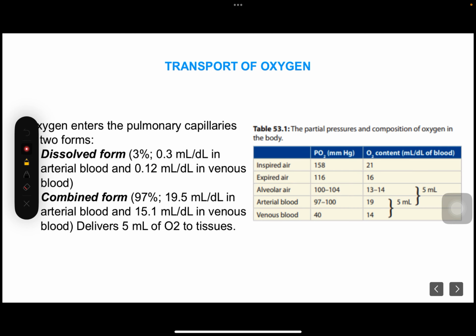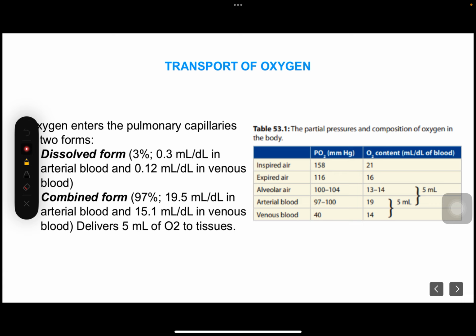Regarding the transportation of oxygen, the oxygen that enters the pulmonary capillaries is transported to the tissues in two forms. The first one is the dissolved form and the other one is the combined form. The dissolved form will carry about 3% of oxygen to the tissue, and in the combined form 97% of oxygen is carried to the tissues.